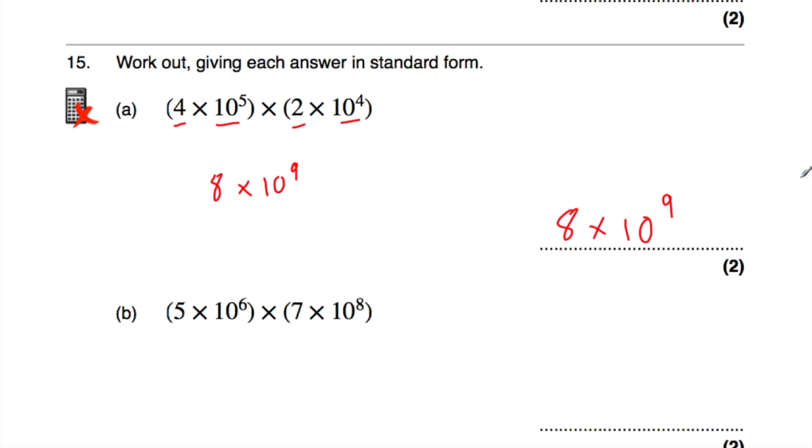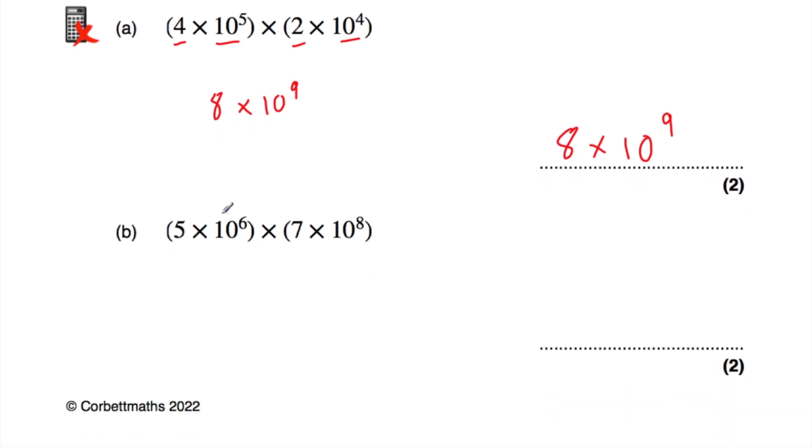Okay, let's have a look at one like that now, part B. So part B, we've been asked to work out 5 times 10 to the power of 6 multiplied by 7 times 10 to the power of 8. So again, let's deal with the numbers at the front to begin with. So let's do 5 times 7. And 5 times 7 is equal to 35. And then we're going to have times 10.